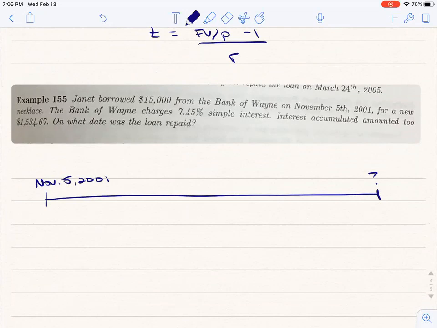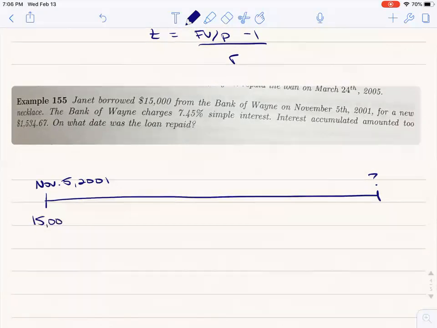The amount that she borrowed is $15,000. So that's your P, right? There's two ways that we could go about doing this, because we're given the amount of interest she has to pay. We could use the I equals PRT formula, or we could say that on whatever date this is, she has to pay $15,000 plus $1,534.67, and that's your future value.